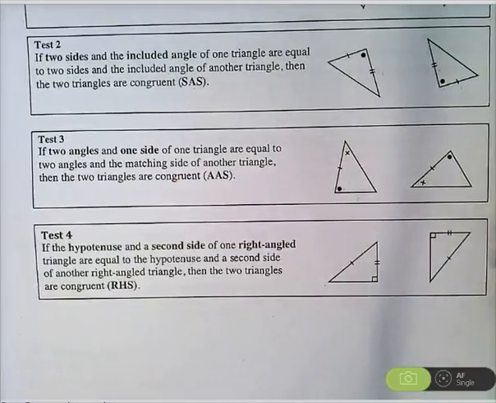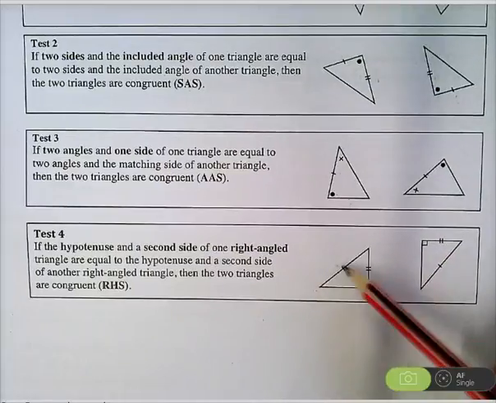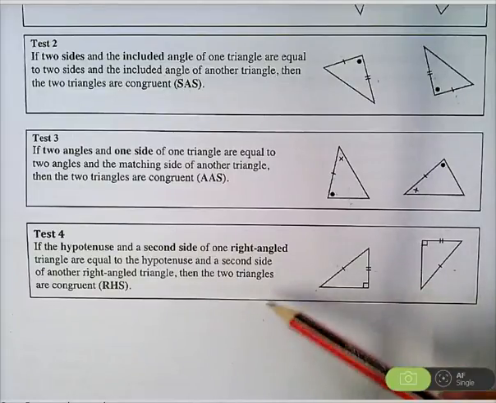And the last rule is RHS, which is right angle. So they're right angle triangles. The hypotenuse both have a single dash, so they're the same. And then another side is also the same. So this test is RHS.